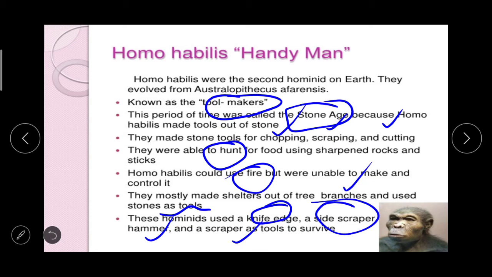He ate the leftovers of animals that had been hunted by other animals, and it is possible that he hunted small animals and gathered eggs, wild fruits and roots to eat. It is possible उन्होंने स्मॉल एनिमल्स और उनके जो एग्स थे उनको गैदर करके रखा हुआ होगा, वाइल्ड फ्रूट्स, रूट्स, इन सारी चीज़ों को इकट्ठा करके रखा हो सकता है बाद में खाने के लिए.